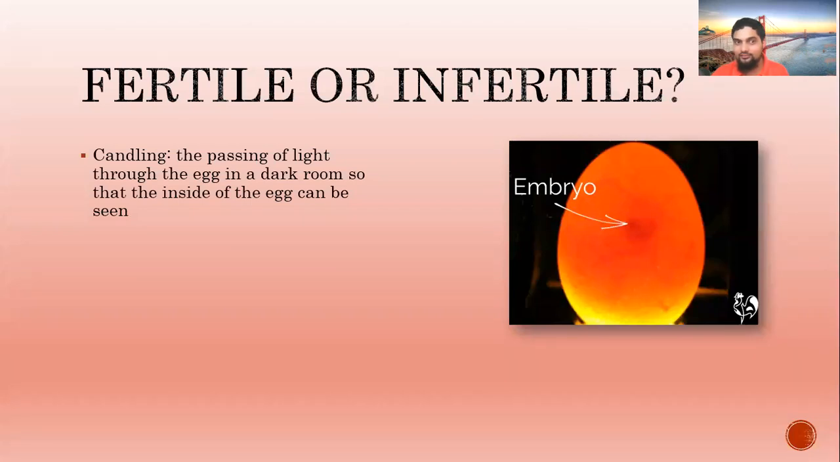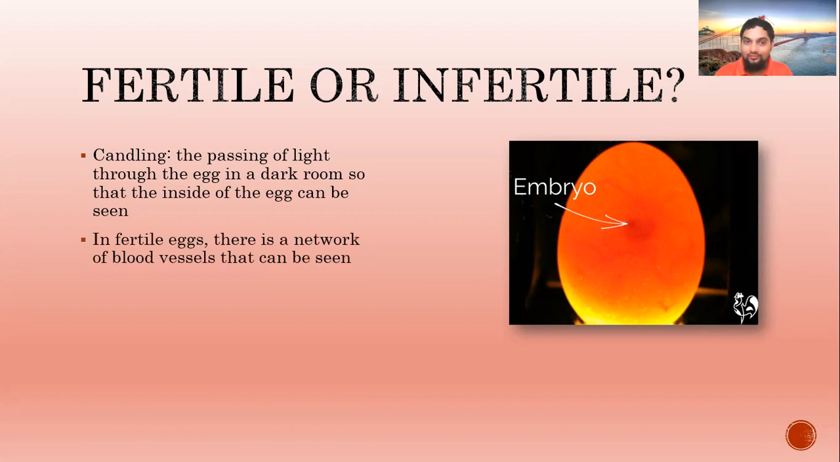So candling is when you use a light in a dark area. It's a passing of light through the egg in a dark room so that the inside of the egg can be seen. And you can probably try this at home. If you have an egg, go into a dark room, pass a light through it, and look at how the egg will look inside. If the egg is fertile, you will see a network of blood vessels. For example, in the image that you see there, at the middle, you would see a thick clot of blood-like structure. That's the embryo that is forming, that's a baby chick that is forming. And coming out of that, you may see some additional blood vessels. So that is the way in which you can determine whether an egg is fertile or infertile.